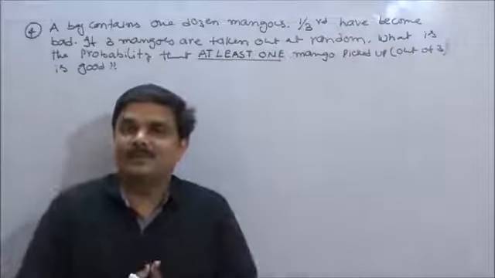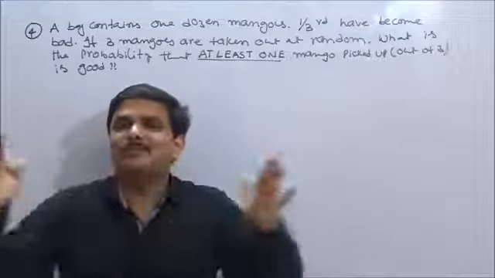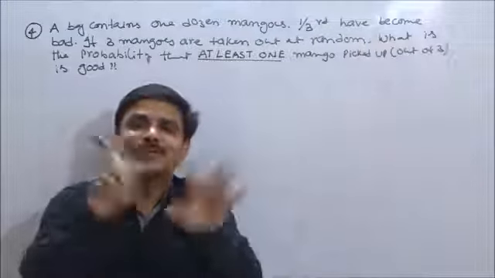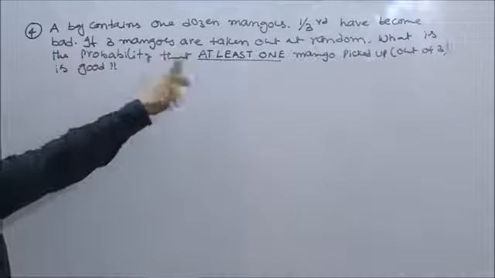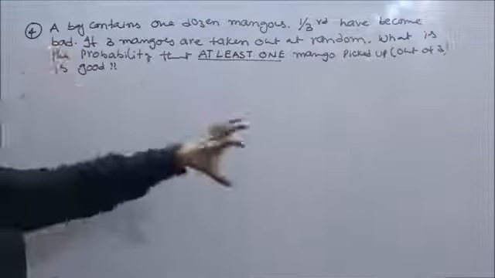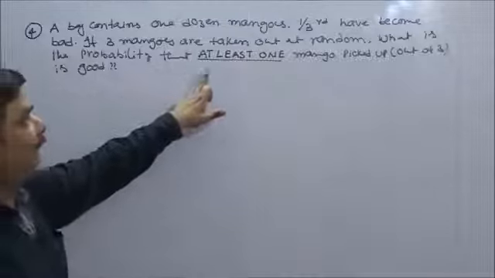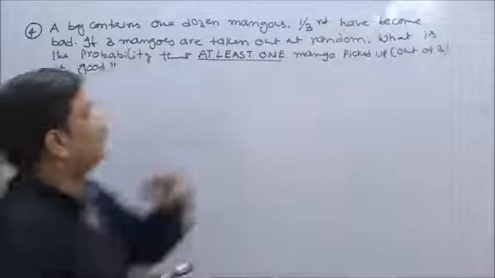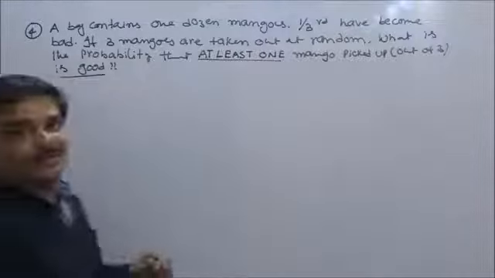Take this question, students. It's a classic one. You can understand the complete concept of probability based on marbles or balls with this single question. So what exactly have they asked? A bag contains 1 dozen mangoes. 1/3 have become bad. If 3 mangoes are taken out at random, what is the probability that at least 1 mango picked up out of 3 is good? This is the question.